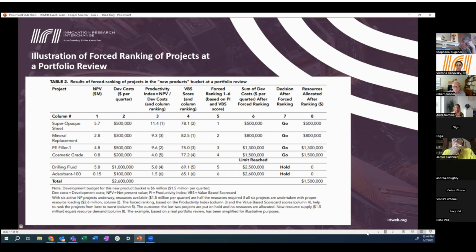That's column number 4. And what they actually do in this portfolio review is a forced ranking of the projects. They had 6 projects, and they literally force ranked them 1, 2, 3, 4, 5, 6. Then they talk about the costs per quarter. They have an annual budget, which can be translated into a quarterly budget for R&D costs. And it turns out that when you do the forced ranking and add them up, that's column 6, you hit the limit after the 4th project.